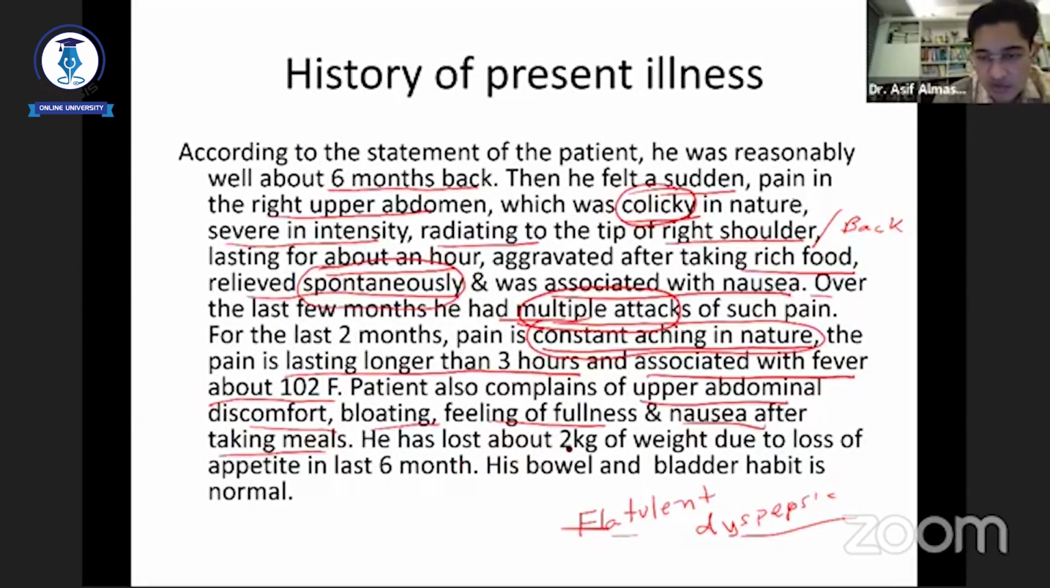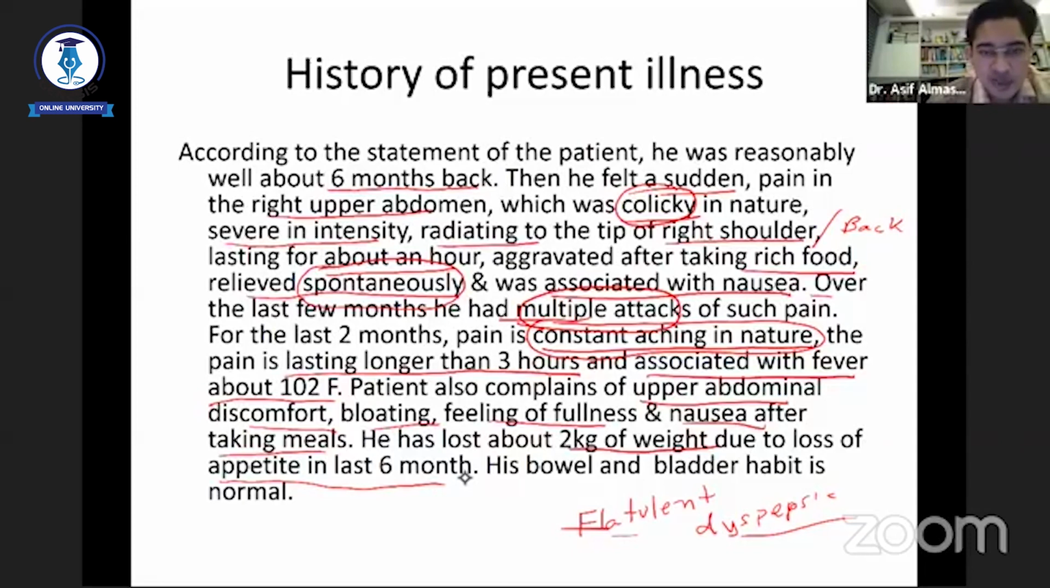He has lost about 2 kg of weight, which is not significant, due to loss of appetite. This loss of appetite may be a direct cause of the disease, because the patient is scared of taking food, because every time the patient takes food, there is some discomfort in the abdomen. His bowel and bladder habit is normal.